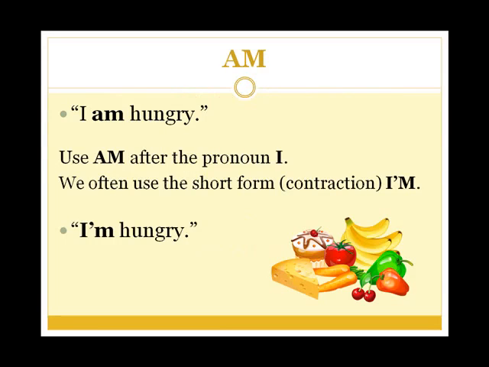Am is a form of be, as in, I am hungry. Use am after the pronoun I. We often use the short form or contraction I'm. For example, I'm hungry.